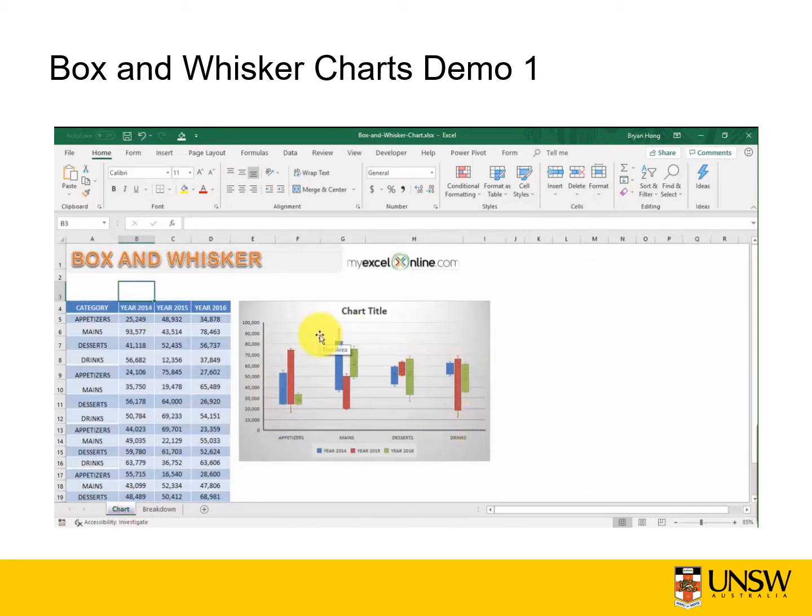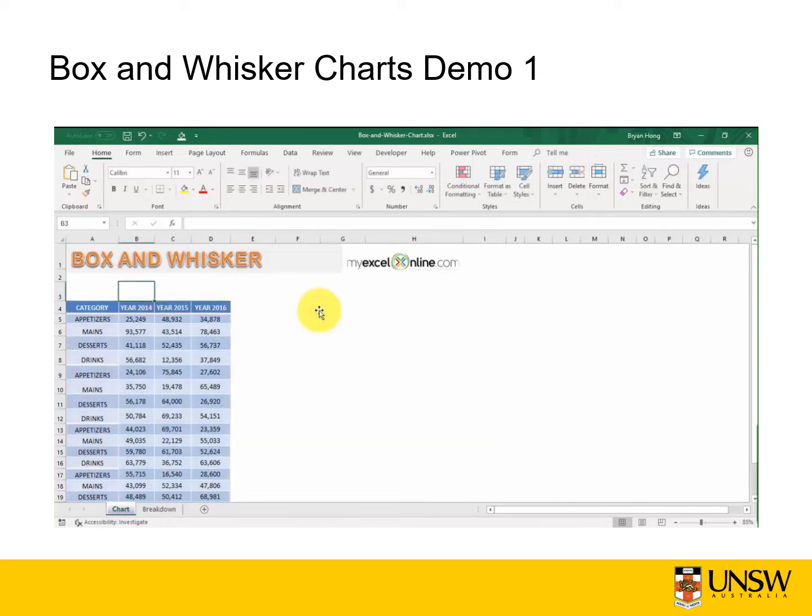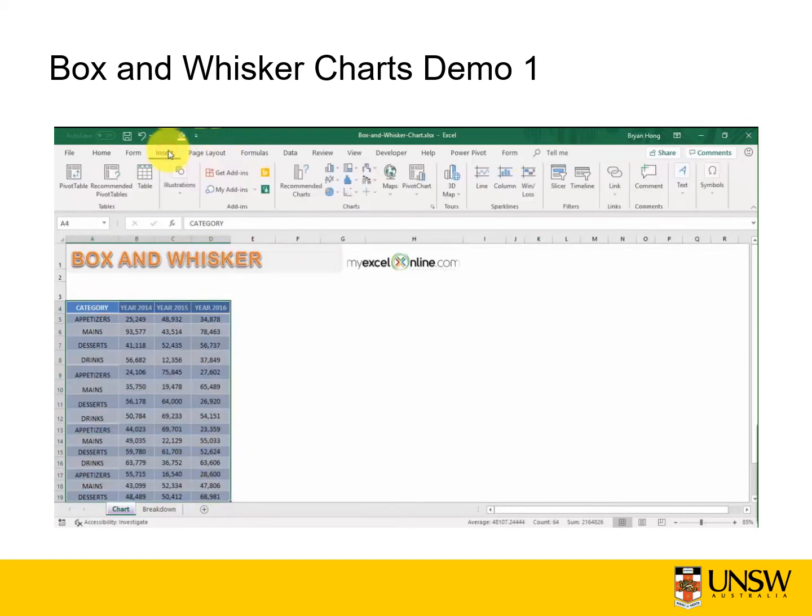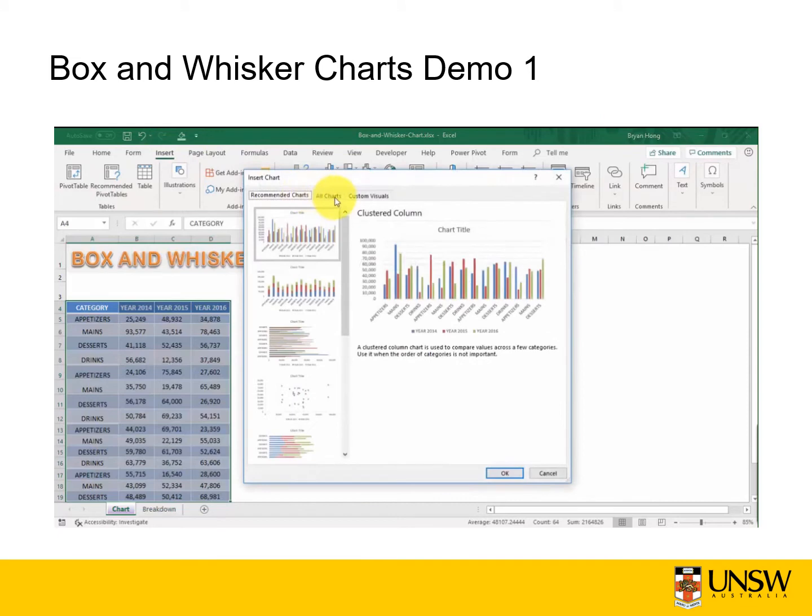Okay, so let's get started right now. What we want to do is, let me just delete this first so that we can recreate our chart. The first step is to highlight your table. So let's just highlight that right now. And then let's go to Insert, and then we select Recommended Charts. And over here, we just go straight to All Charts.